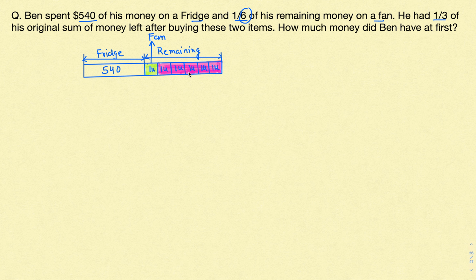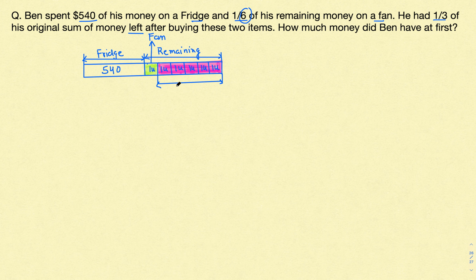And the interesting thing is that this left amount is still 1/3 of the original amount of money he's having. So basically this left amount is 1/3 of the original amount of money he's having.